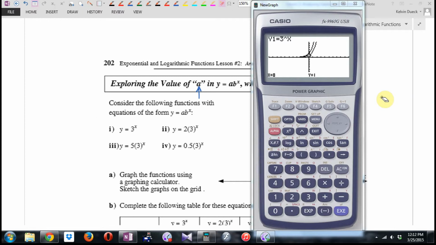How many graphs are there on my screen? 2. So when I hit trace, it's giving me the option. It's saying, which graph do you want me to trace over? Does all of yours right now say y1 equals blah, blah, blah? If you go down arrow, that lets you choose graph number 2. If you had 4 graphs, you'd be able to go down arrow 4 times, and then it'll get you back to the top of the list.